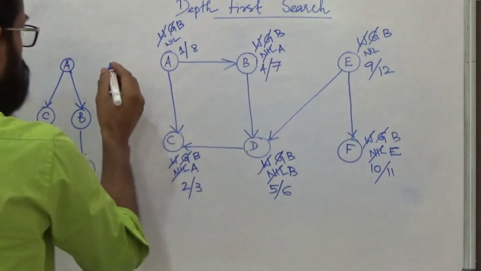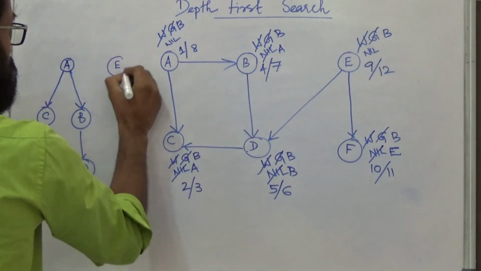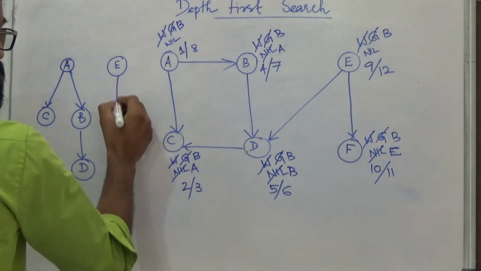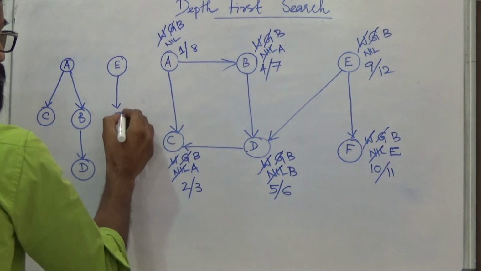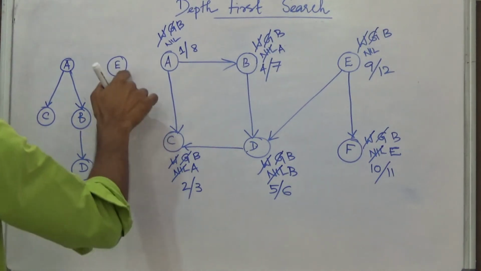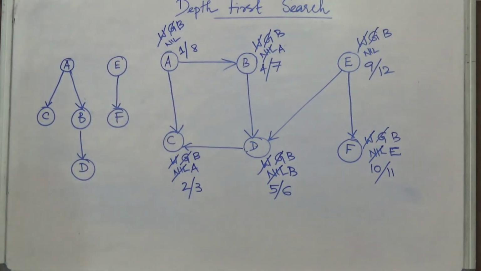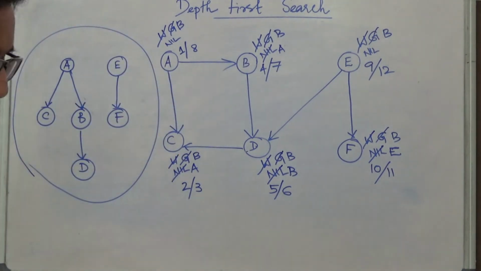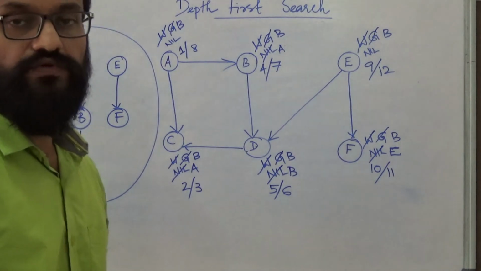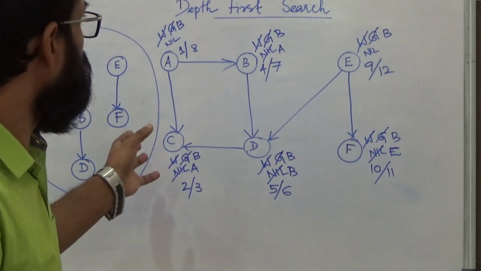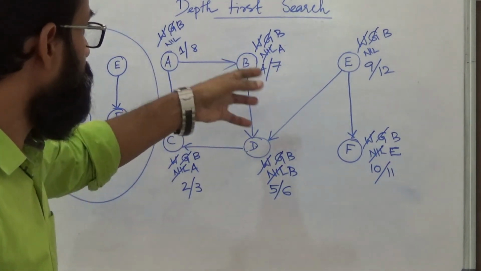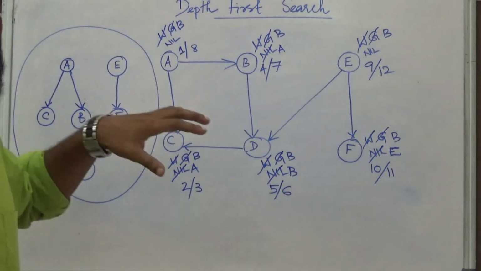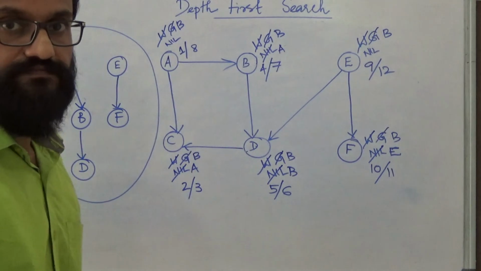Again, you started from E. So E will act as root of the new tree. From E, you have moved to F. From F, you have backtracked to E, and this process terminates. So you will obtain two trees if you perform depth first search in this particular fashion. So this is the depth first forest obtained.